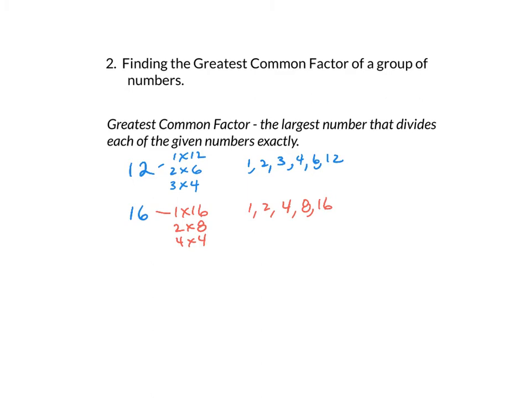What's the greatest common factor? What's the largest number in both of those lists? Well, I take a look at that and I see 4 is the largest number in both of those lists. So we would say that the greatest common factor of those two numbers is 4.